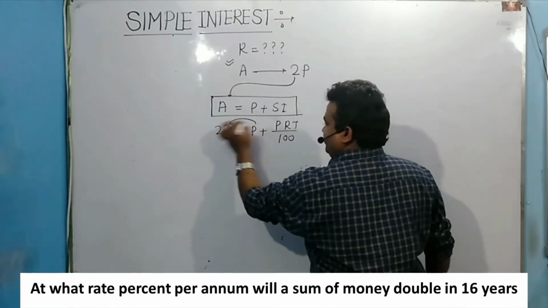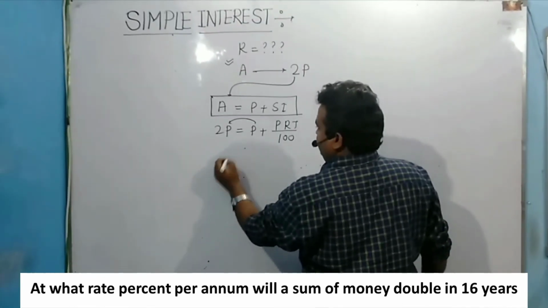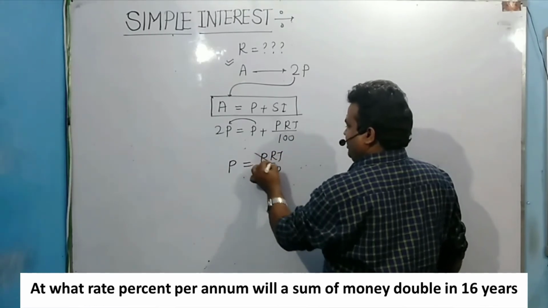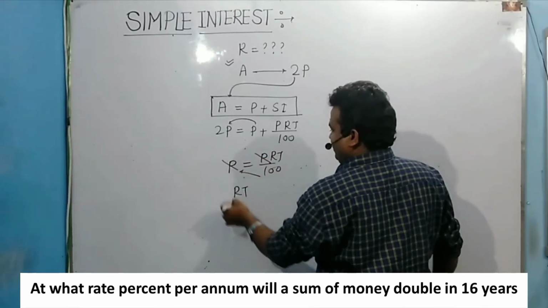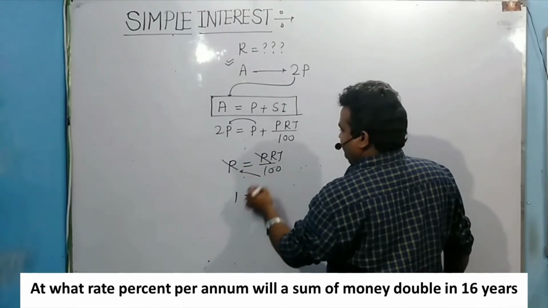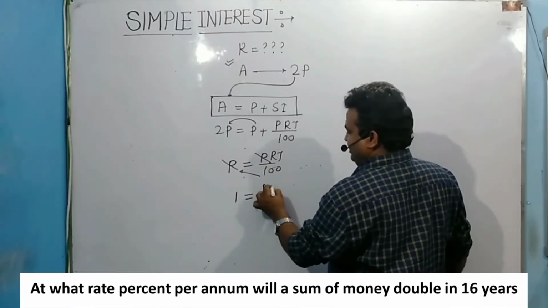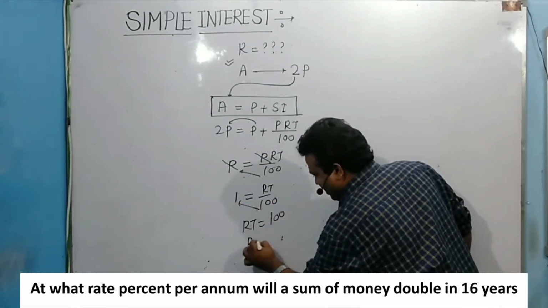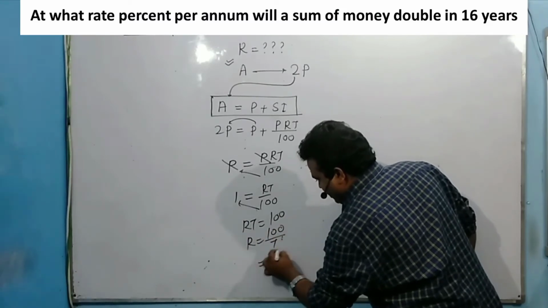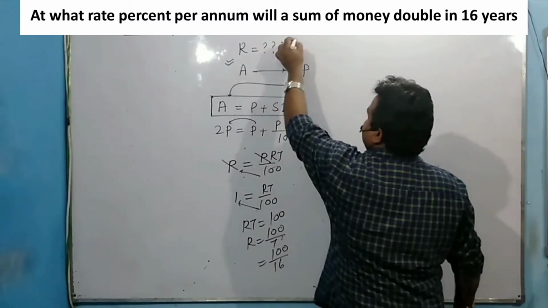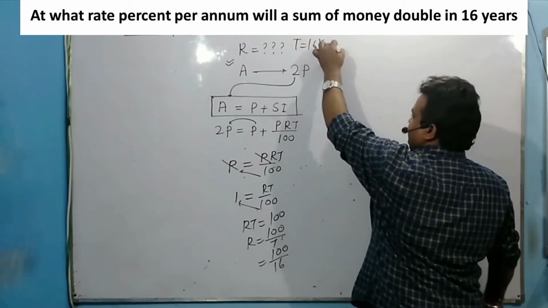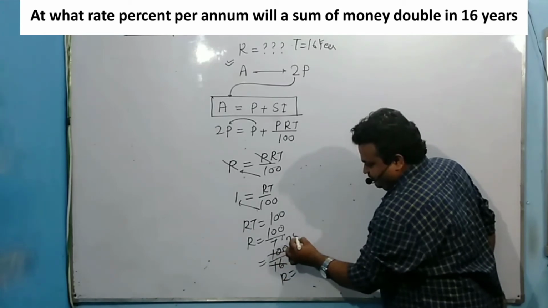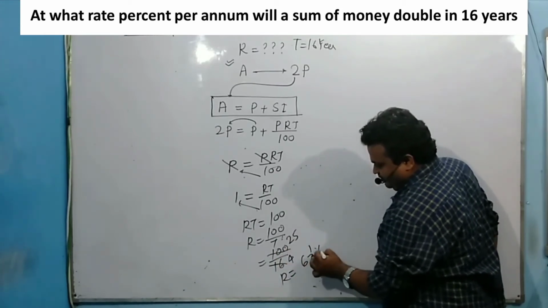So immediately you subtract this value. So you will get what? 2P minus P comes P is equal to PRT by 100. P and P gone. RT cross multiply. So P and P gone means 1. Here 1 equals RT divided by 100. So what is RT? RT is cross multiply 100. So what is my R value? 100 divided by T. Time is given to you, 16 years. So if you divide this value, 4 4 is 16, 25 means you will get 6 1 by 4% rate.